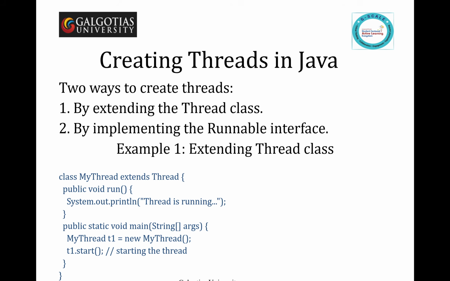In Java, there are two main ways to create a thread. The first way is by extending the Thread class. Here, we create a class called MyThread that extends the Thread class. We override the run method. This method contains the code that the thread will execute. Inside the main method, we create an object of MyThread and call the start method. Remember, we never call run directly. Calling start automatically invokes run in a new thread.